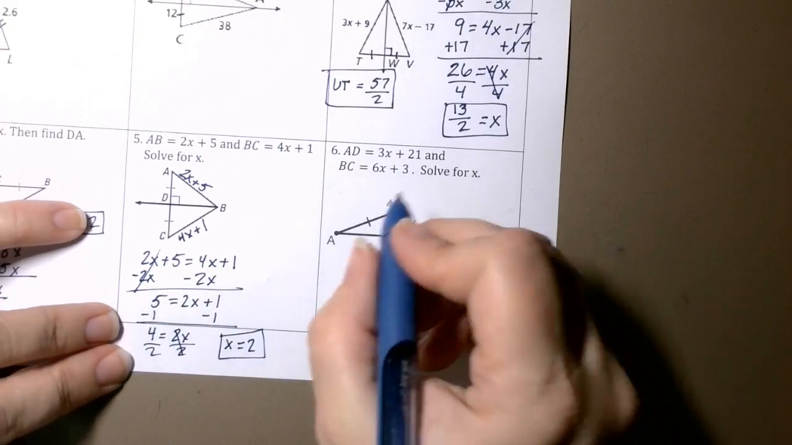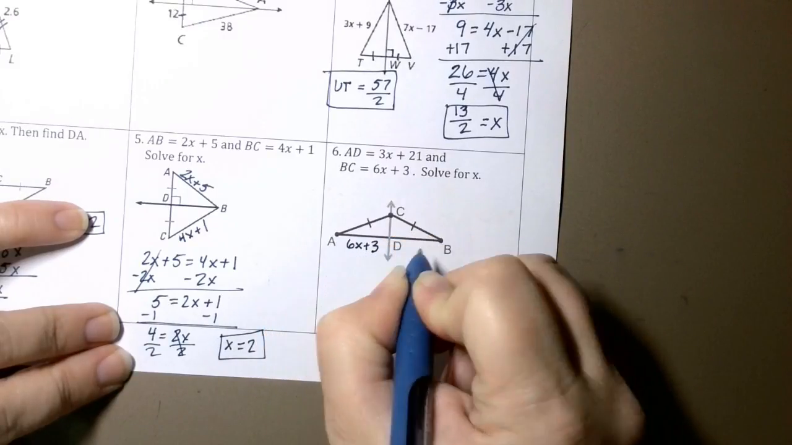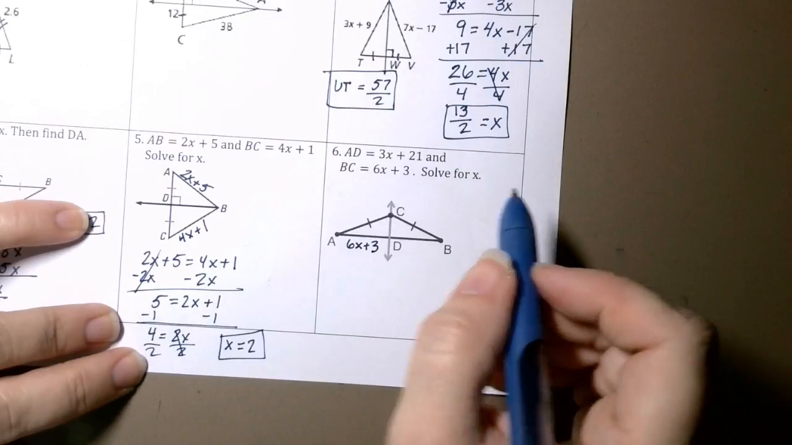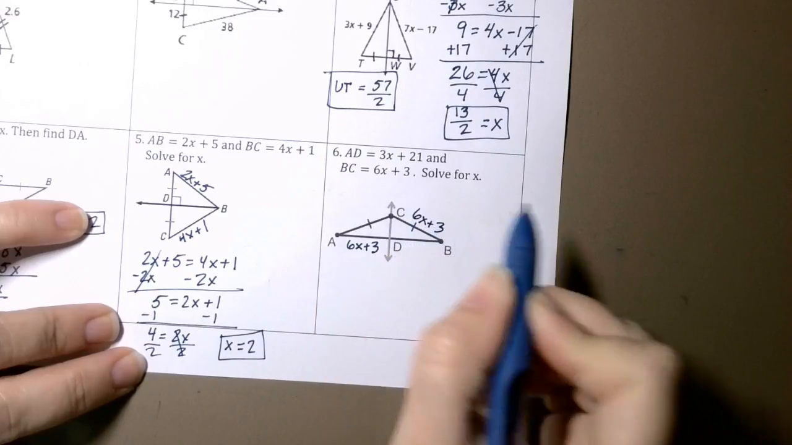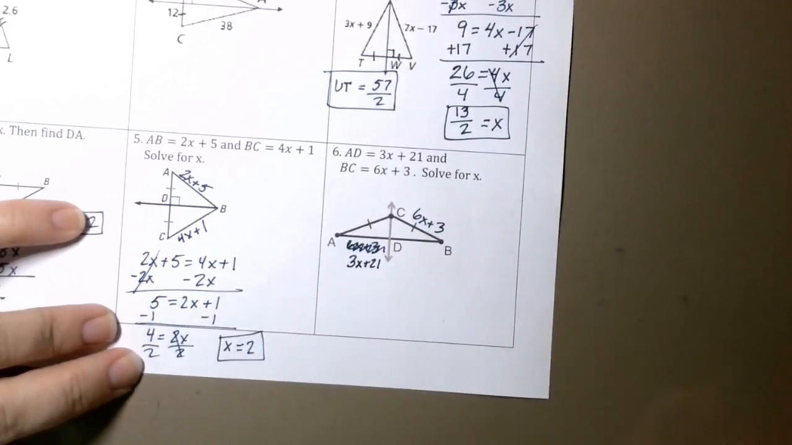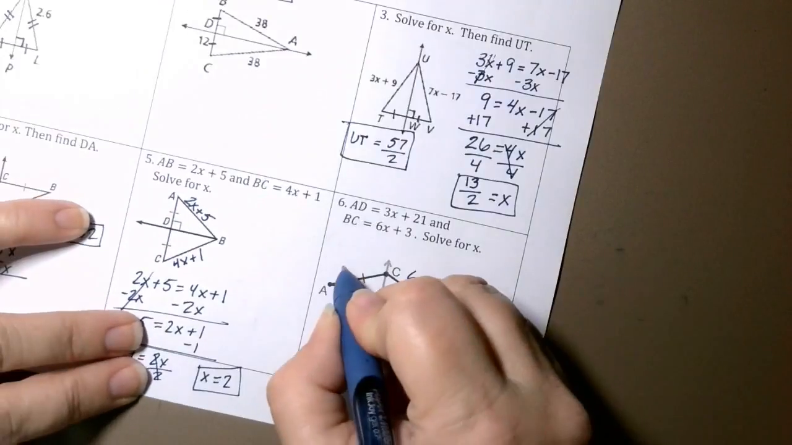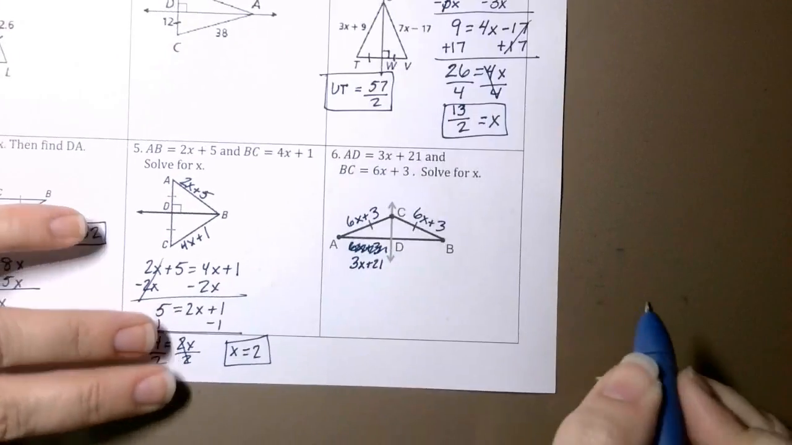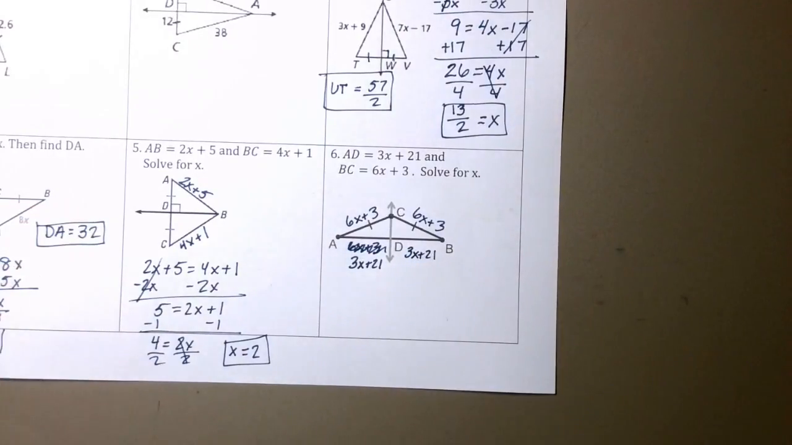All right, let's see what we've got. AD is 6x plus 3. And then BC, I'm sorry, this is 6x plus 3, right? This is 3x plus 21. What am I going to do here? I don't know what I can do with this. Do you know what I can do with this?